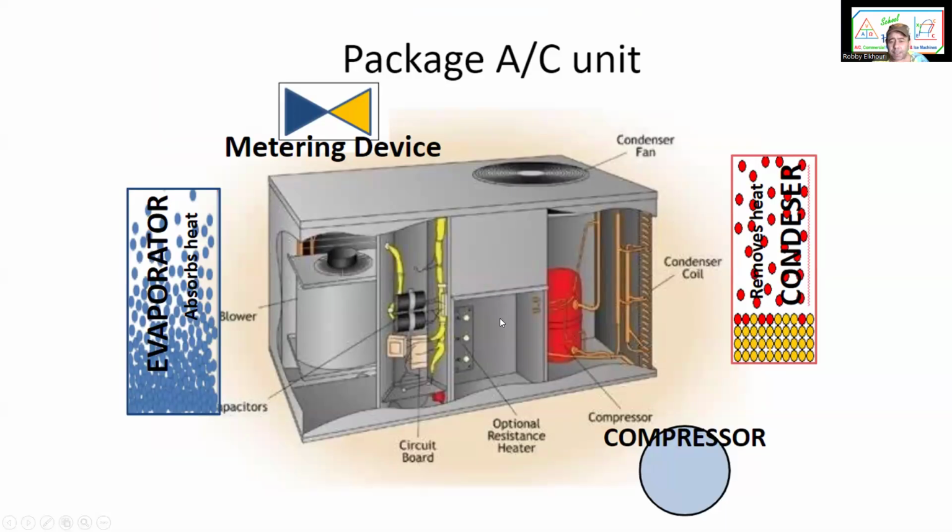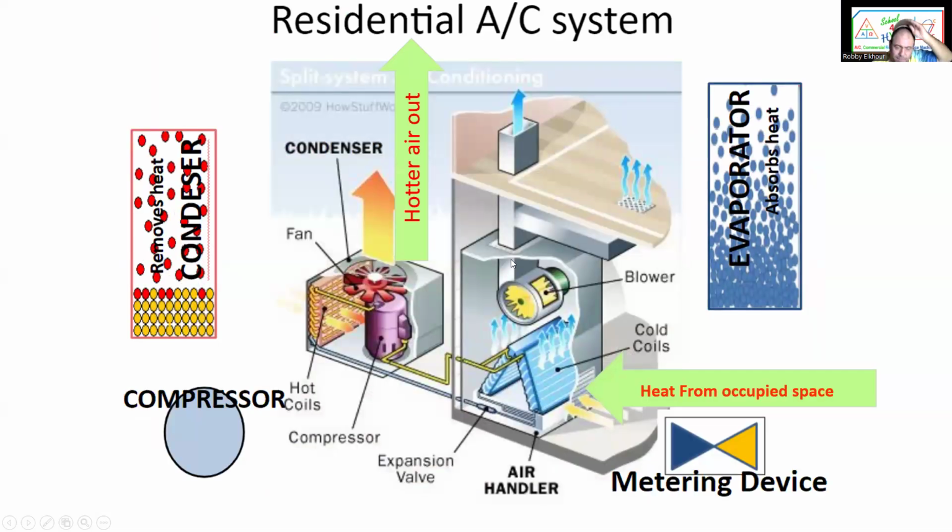And we have a package AC system, which of course must have a metering device, compressor, evaporator, and condenser. At home it's the same thing, but it's a split system. One side is the condenser and the compressor outside, and inside is the expansion device and the evaporator. Heat from the occupied space enters the evaporator, and then hotter air comes out of the condenser. More heat is being removed because the compressor and the motors in the system create heat. More heat is removed than absorbed in the system. We'll cover that in detail later when we talk about heat pumps.